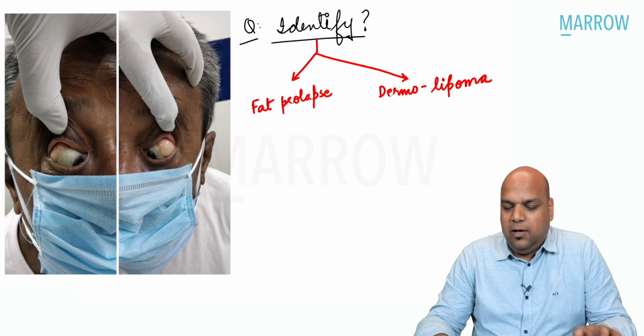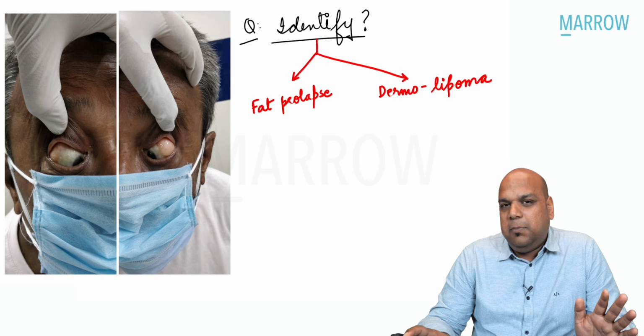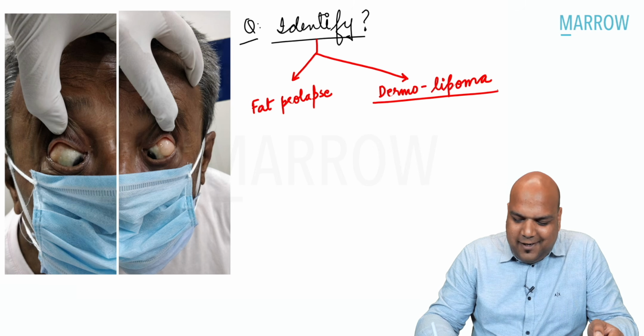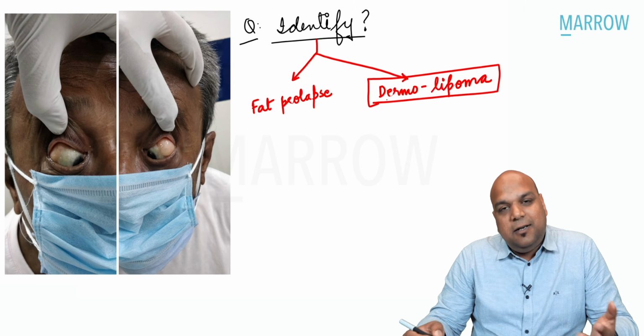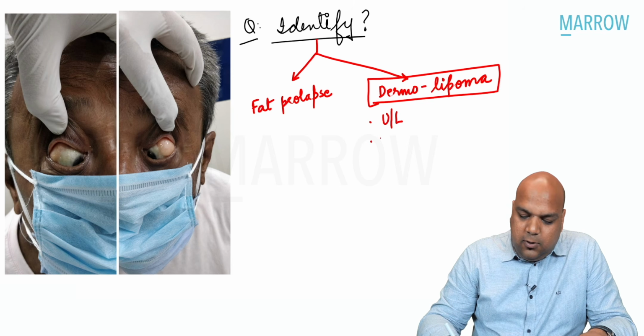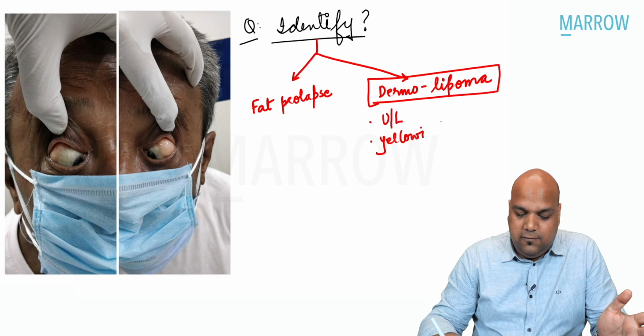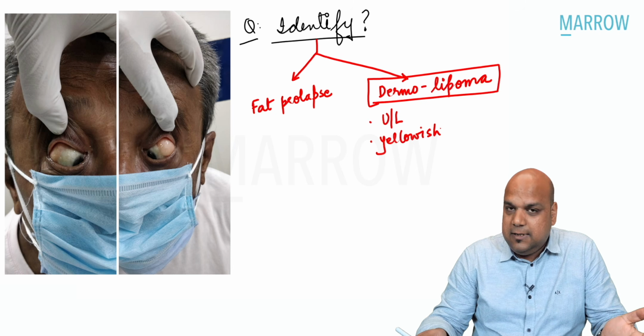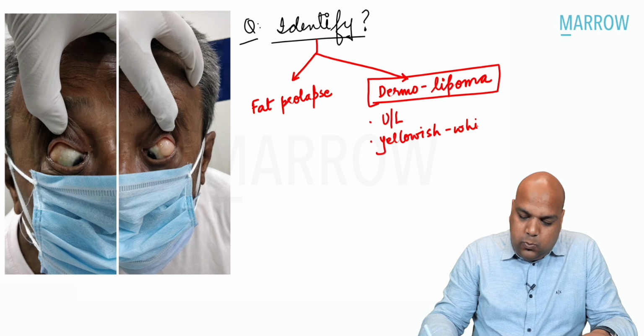How do you make sure? First of all, if they're asking you in an MCQ in a paper, they're not going to ask you fat prolapse. They are going to ask you dermolipoma. So I will close my eyes and answer dermolipoma. But remember that dermolipoma usually is unilateral. Number two, it appears yellowish white. I know in this image it is bilateral, but even if you see carefully, it is more in one eye, that is the left eye, and it is very less in the right eye. It is a yellowish white firm mass.